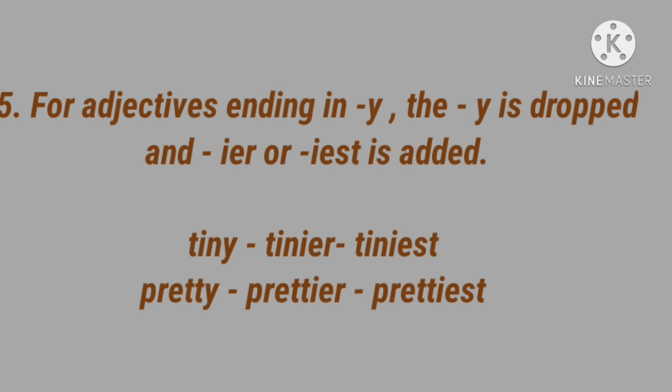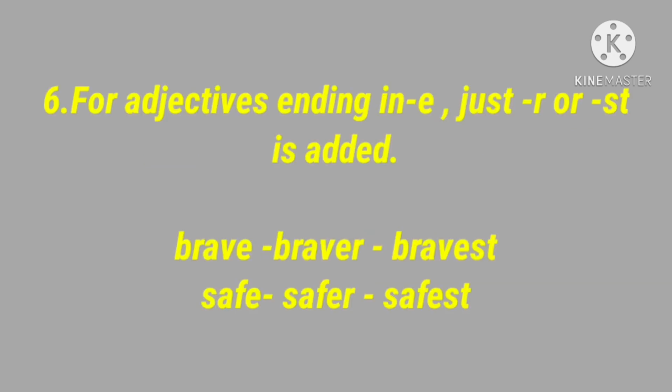Adjectives ending in y: the y is dropped and ier or iest is added. Tiny ends in y, so we drop that y and add ier for the comparative and iest for the superlative. Tiny, tinier, tiniest. Pretty, prettier, prettiest.